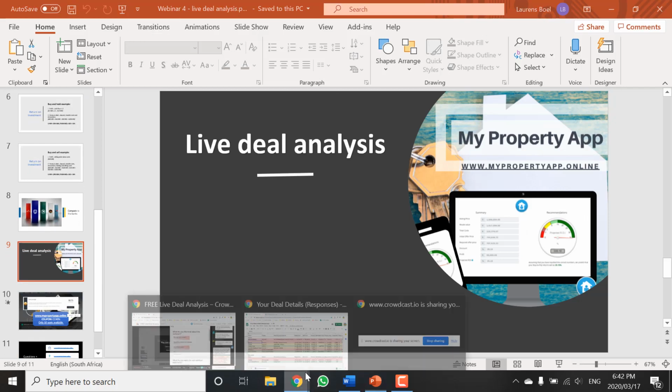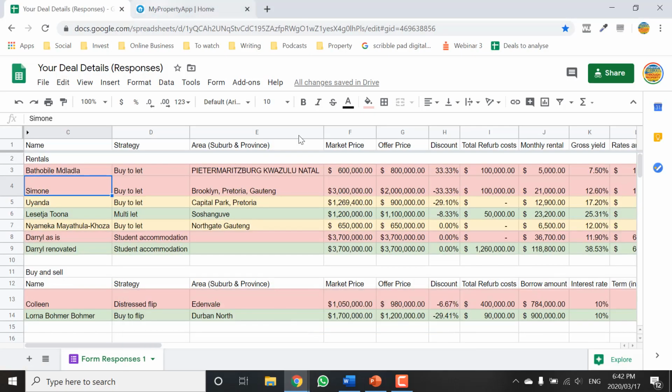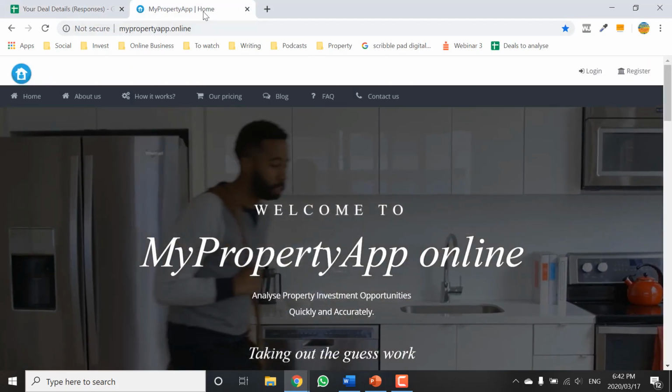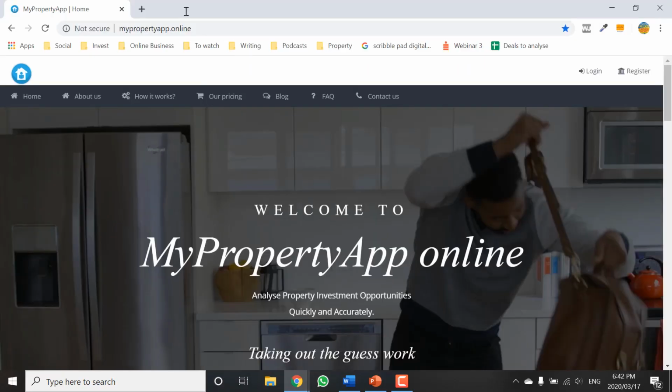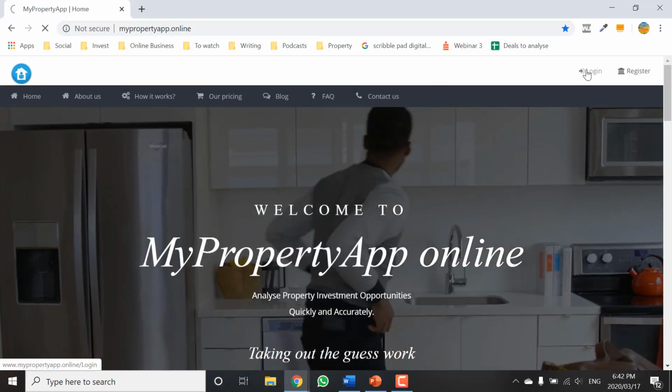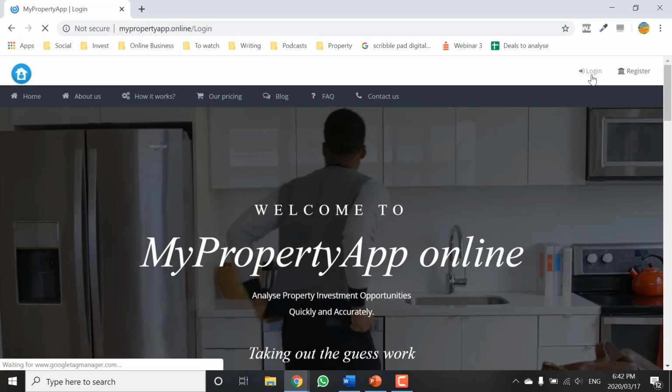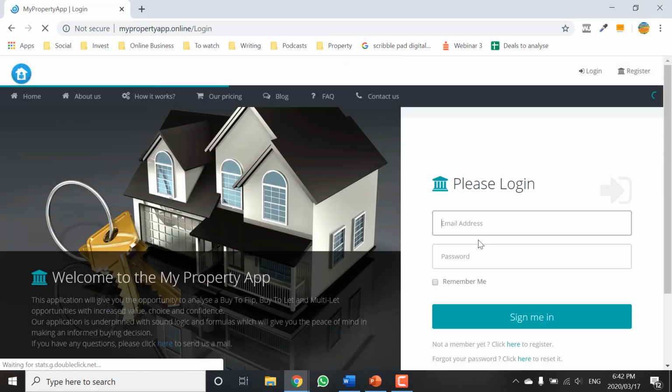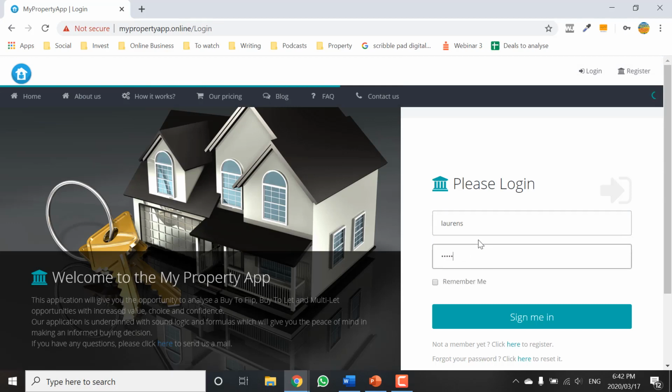So let's jump into our app, which is the My Property app. This is the deal analysis tool. I highly recommend that you get yourself registered with this, because this is the tool that I use, that Apollo uses, that some of the best investors in the world use to do their deal analysis.